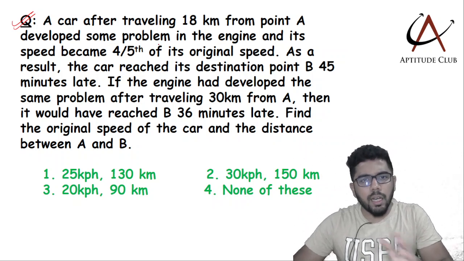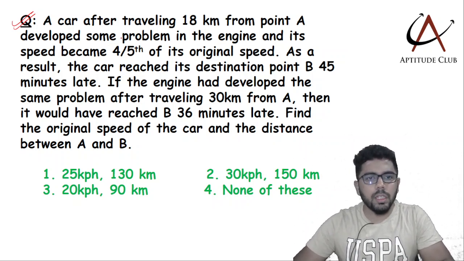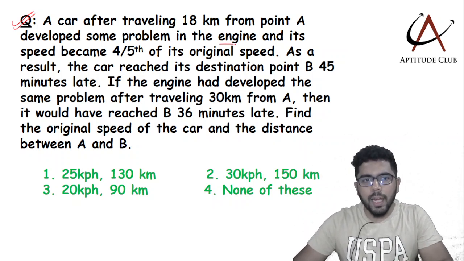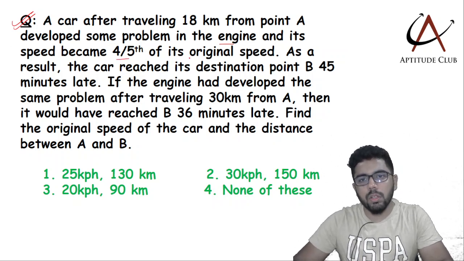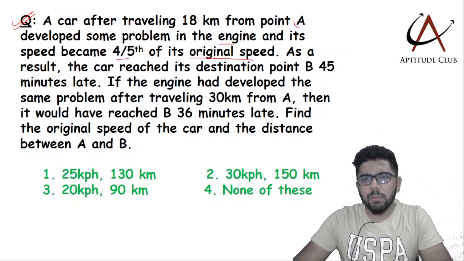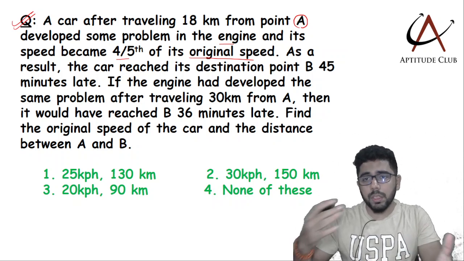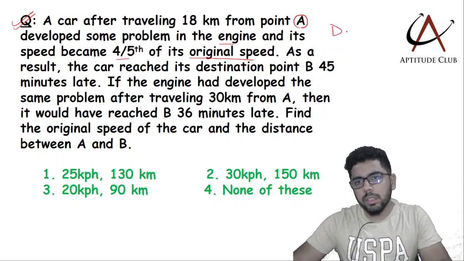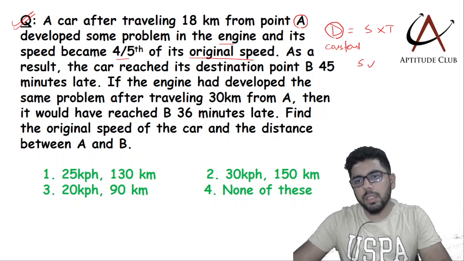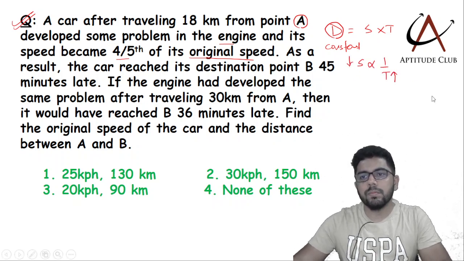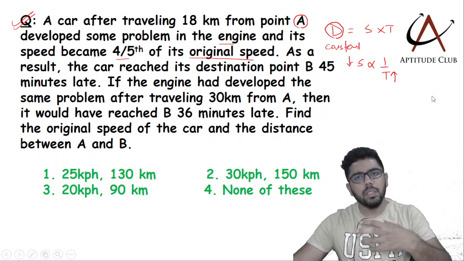It is saying that a car, after traveling 18 kilometers from point A, developed some problem in the engine and its speed became 4/5 of its original speed. So the car was traveling from point A and it developed some problem after traveling 18 kilometers. So the speed reduced because of the problem. Now we know distance is speed into time. So if distance is constant, speed is inversely proportional to time. So if speed reduces, time has to increase. If you travel at a lesser speed, you will take more time.